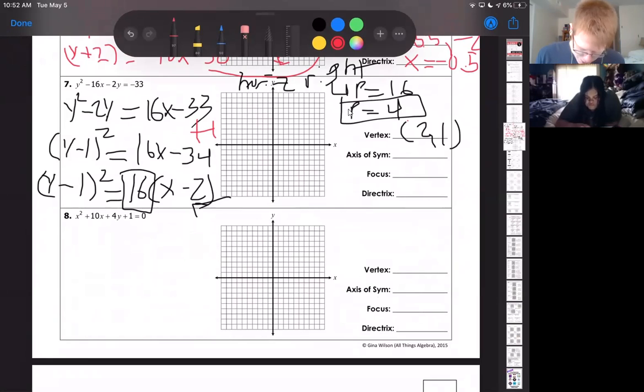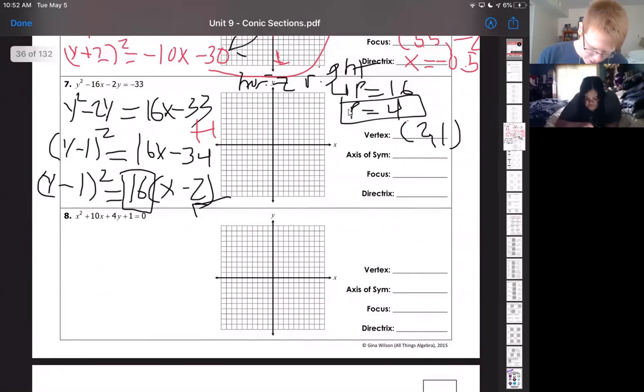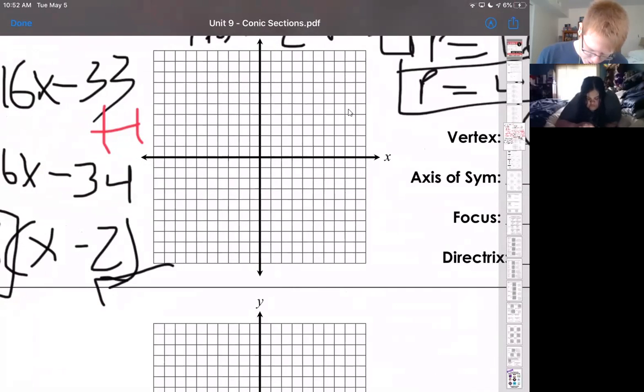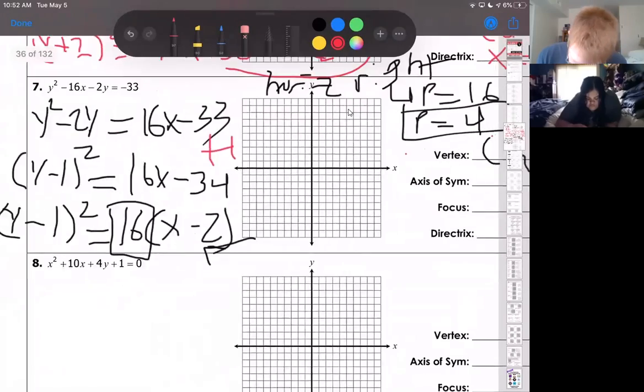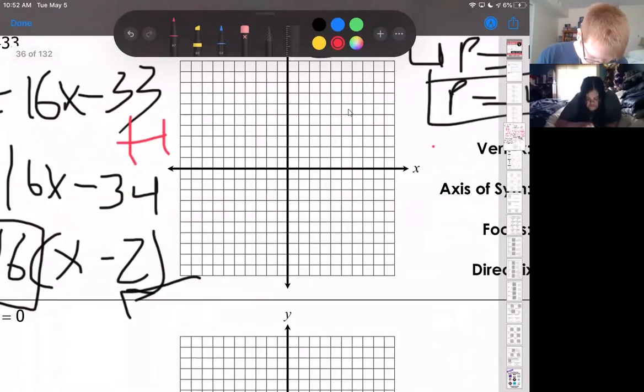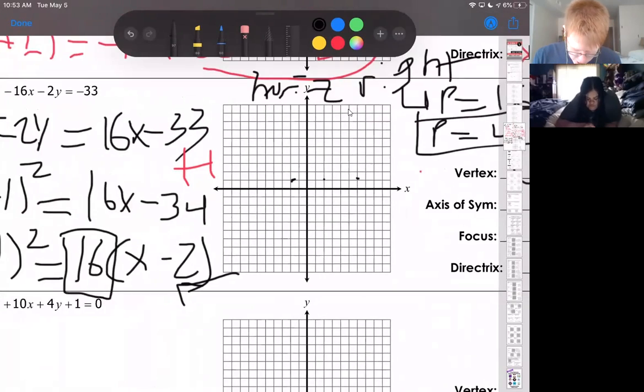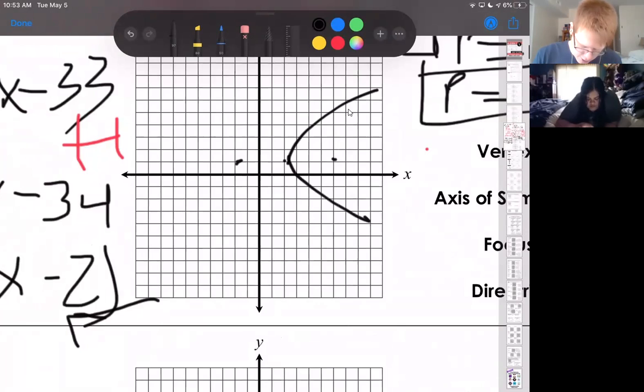But now that we have our vertex, we know it's horizontal, we know it's moving right, we know our p-value is 4, we can graph this. So our vertex, we said it was 2, 1, right? Yep, 2, 1 and +4. Since it's horizontal, we're going to go left 4, and right 4. Make sure I counted right. Yep. And we said it's right. So it looks something sort of like that. So this is my focus point. This is my directrix.